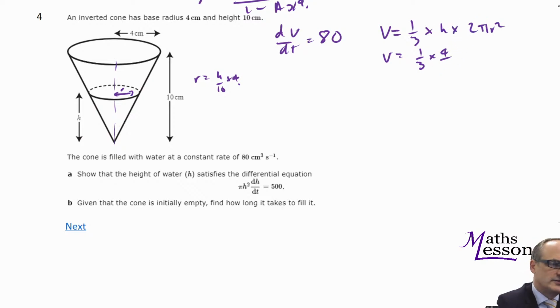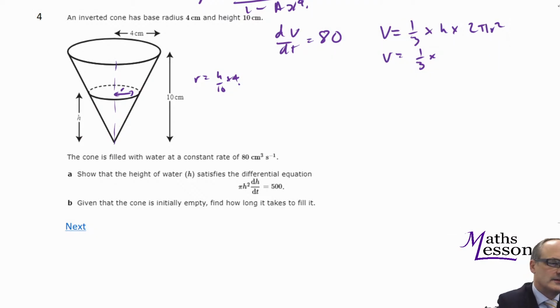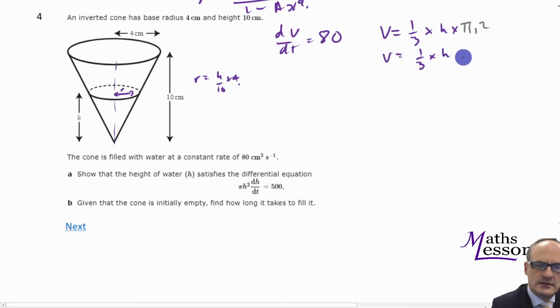Sorry, left out the 2, didn't I? And the area is not 2 pi r squared. I don't know why I wrote that. Confusing two different formulas at once. Sorry about that. Let's just rewrite that. So h times pi r squared. So we'll just write that in with this as 4h over 10 all squared.